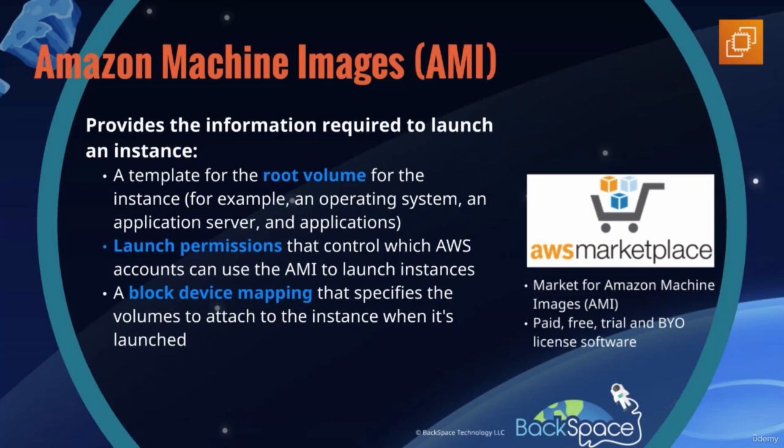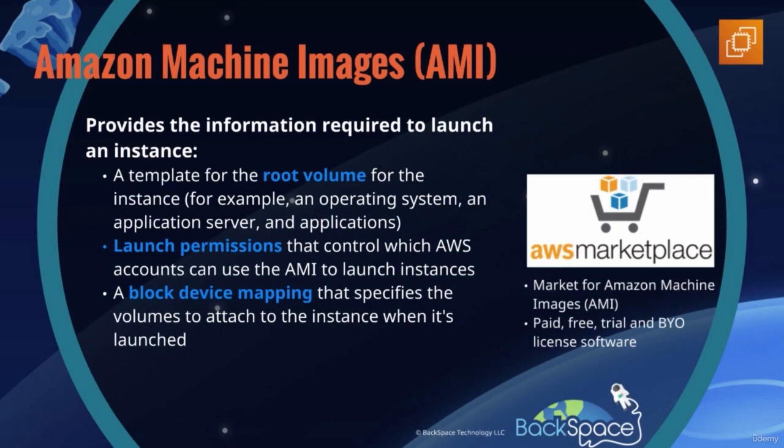We already know what an Amazon Machine Image is, or an AMI. We've used an AMI to launch a WordPress server, and we know that it provides the information that is required to launch that instance. And that includes a template for the root volume of that instance. For example, the operating system will have the Linux operating system. It will have the WordPress application there that will be required, that goes on that root volume. It will also have launch permissions for that AMI.